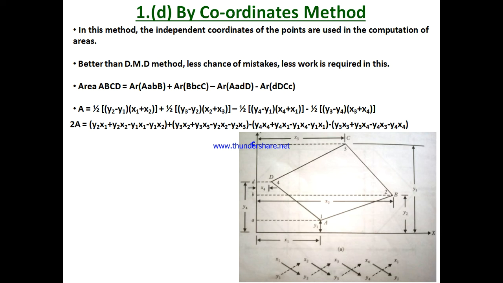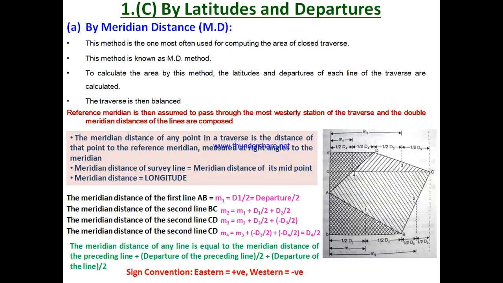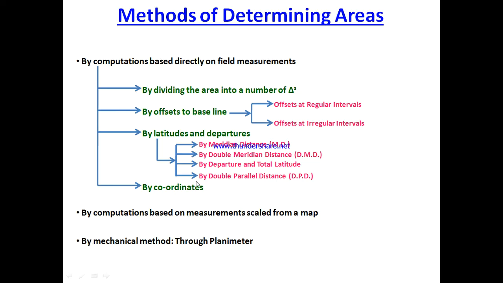Now the third method is with the help of latitude and departure. Under that we have learned the 4 methods. We have determined how to calculate the area by using these 4 methods. Now the fourth one is the coordinate method. Now we have covered all these things, and we are moving towards the coordinate method.